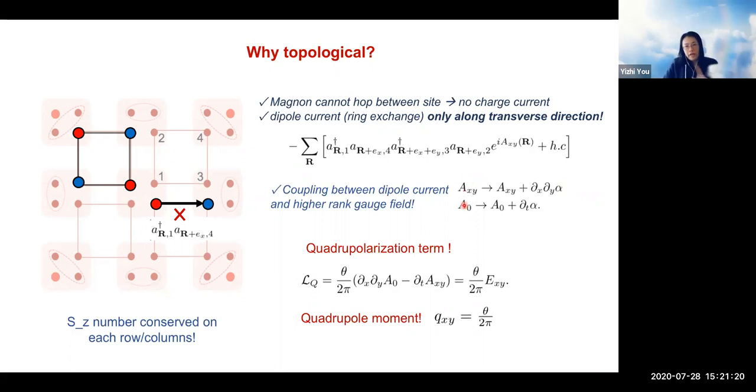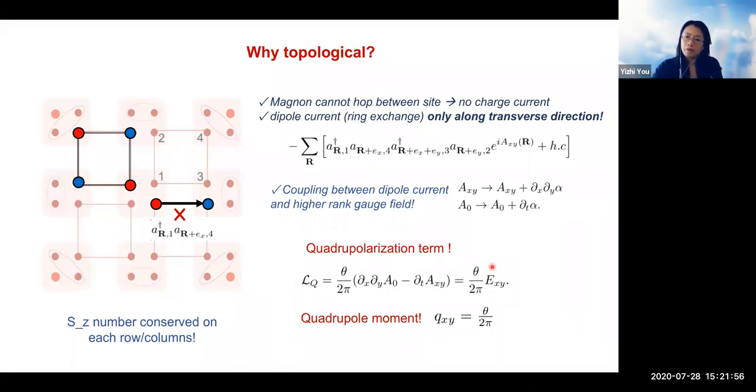And once we know the gauge potential terms and their gauge transformation, or say gauge structure, we can figure out what kind of gauge invariant term is allowed in the low energy effective theory. Actually, at leading order, or say topological order, the only term allowed is a quadrupolarization term, where a quadrupole moment q_xy, which is defined as the coefficient θ divided by 2π, is minimally coupled with this term, which I will call a rank 2 electric field E_xy.